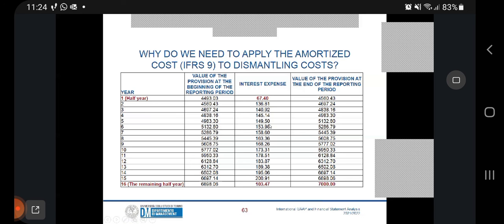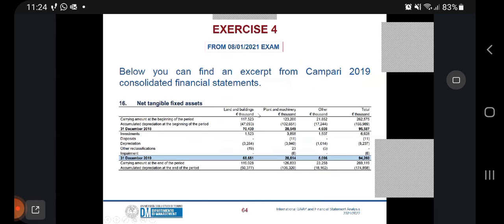Exercise 4, again from the exam of January 2021. This could be useful in order to do your group assignment. Below you can find an excerpt from Campari 2019 consolidated financial statement.